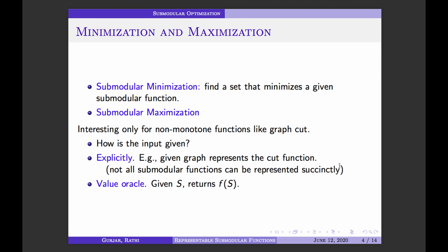Thus, these questions are also studied in the oracle model, where we are given a value oracle to which, if you give a subset S, it will return the value of the function f(S).